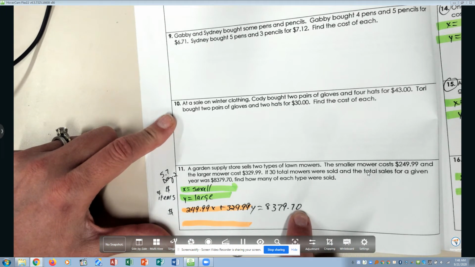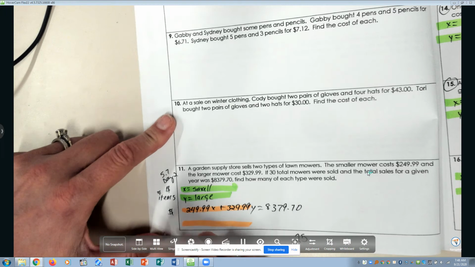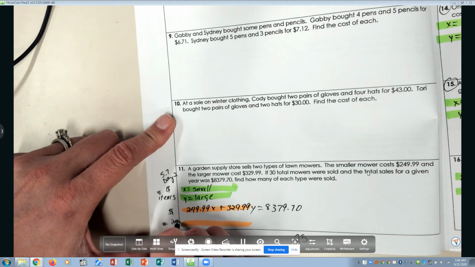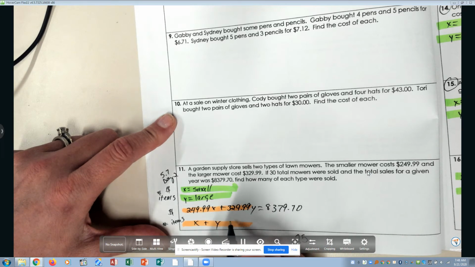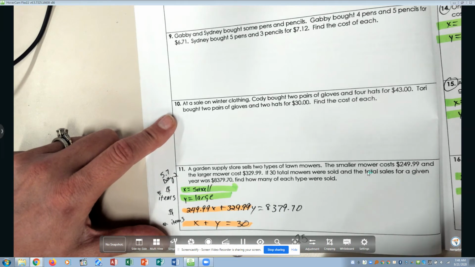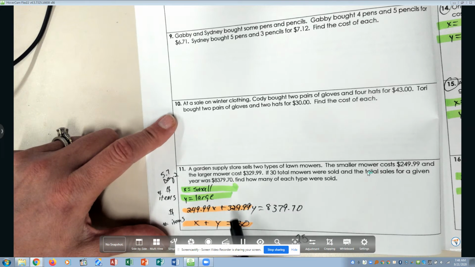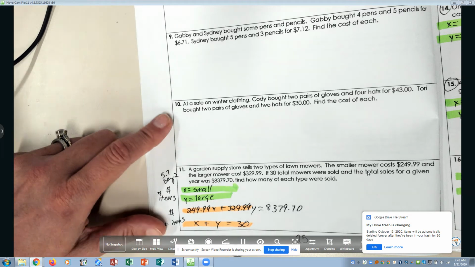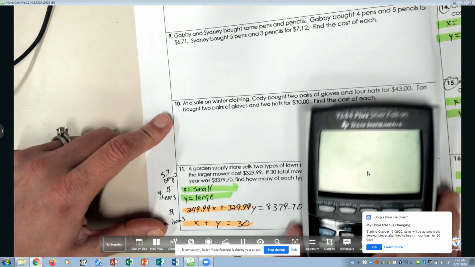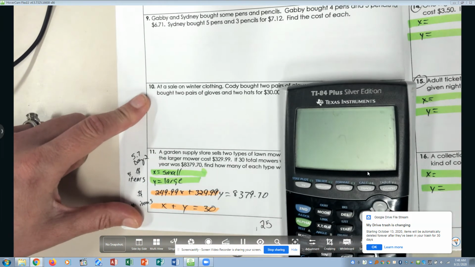Okay? Now the second equation has to do with the number of items. So I know they sold some small, they sold some large, and together they sold 30 mowers, total mowers. So both of these equations are in standard form, but just one equation all has to do with money, one equation all has to do with items. So now that we have our system, we can find our solution.